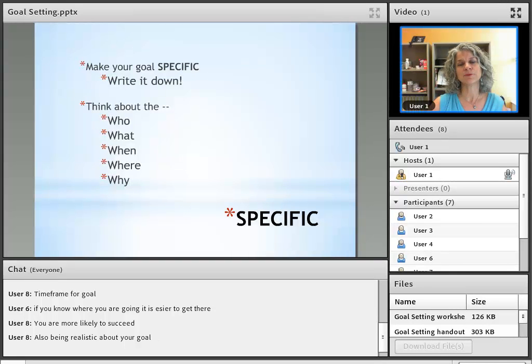So, let's take the first element of that, specificity. Make your goal specific and write it down. Fair? So, when you write it down, you want to think about who is involved, what the goal is, what is the aim, when it's going to happen, where will it take place, and why. What's the rationale behind the goal that you are working toward? Any questions about this one? The specificity, being specific.